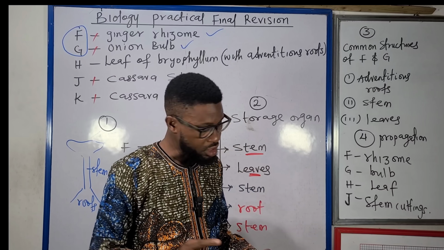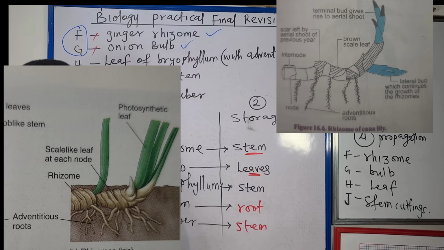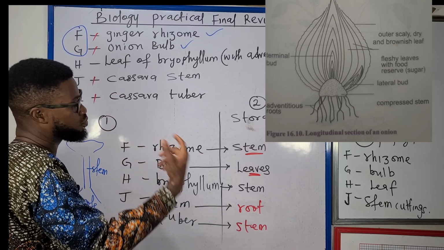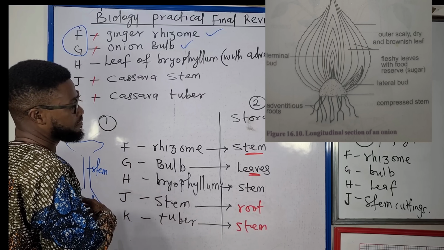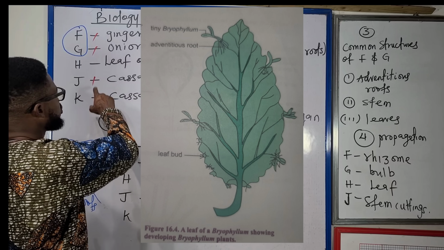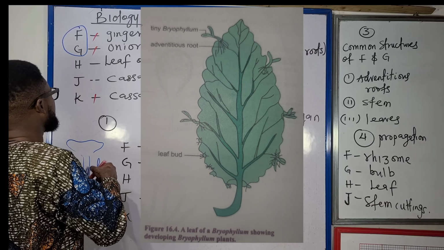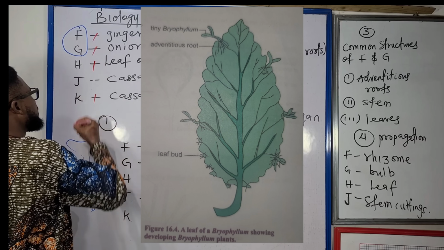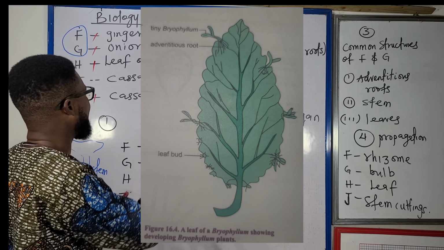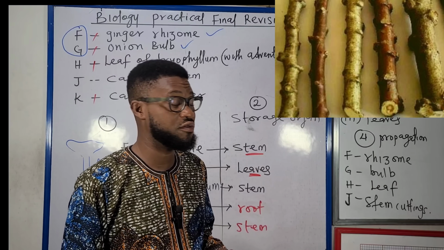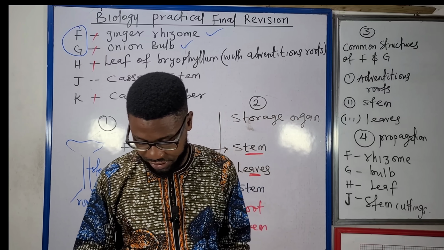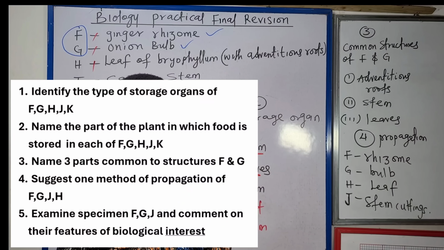So if we are going to propagate specimen F, it is going to be via the rhizome. If G is going to propagate itself, it's going to be via the bulb. If H is going to propagate itself, it's going to be via the leaf. And if K, cassava tuber, is going to propagate itself, it's going to be via stem cuttings. And that ends question 4.